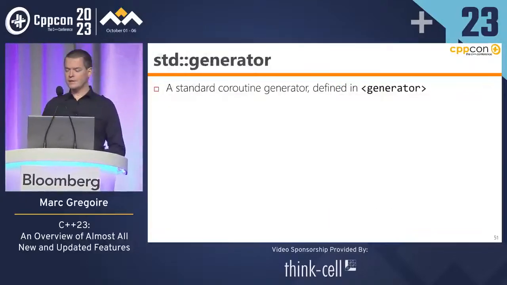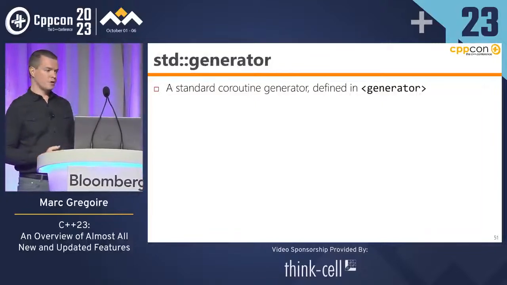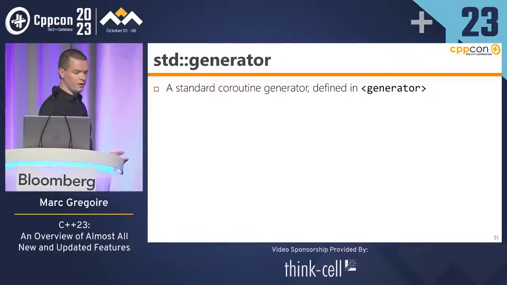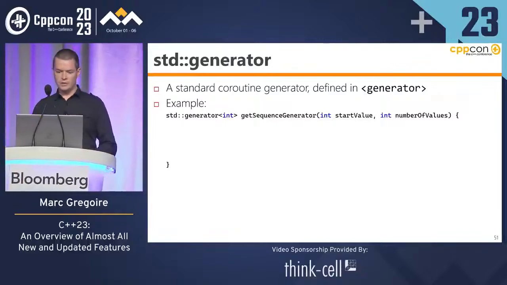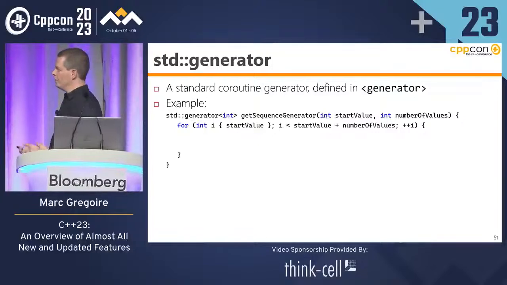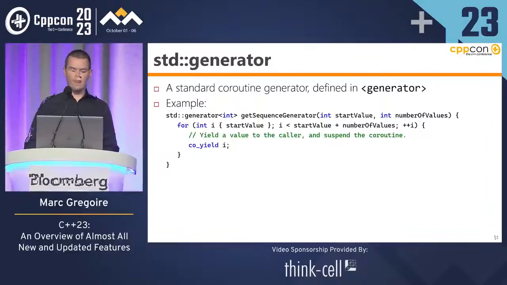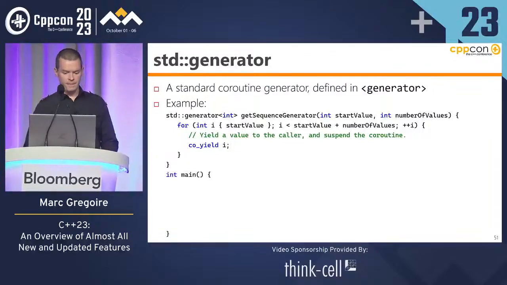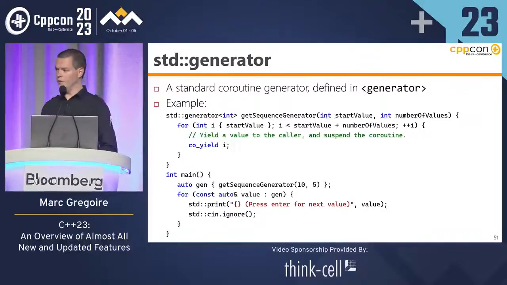So generator is a standard coroutine. Writing your own coroutines is difficult. C++20 didn't provide any higher level coroutines, so now in 23 we do have one, which is generator. So here I have a function, getSequenceGenerator, which accepts 2 parameters, and in the body I'm just looping from a start value for a number of values, and on each iteration I'm returning one value to the caller of this generator. In main, I can create my generator and then iterate over the values of the generator.